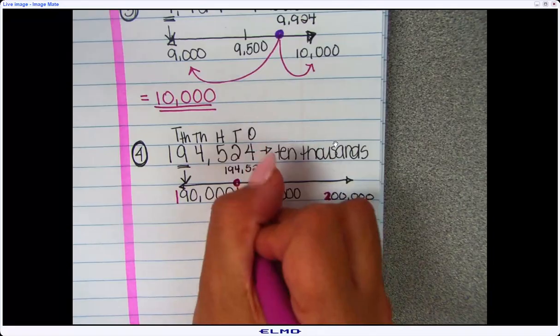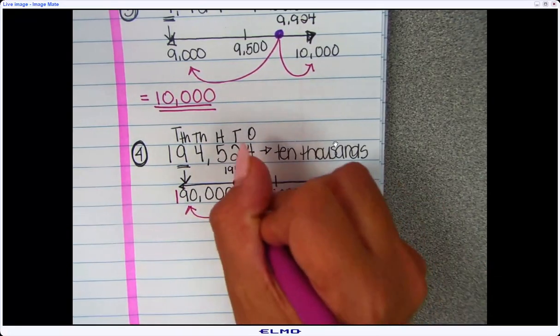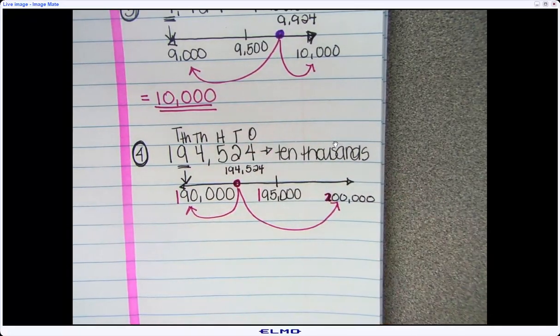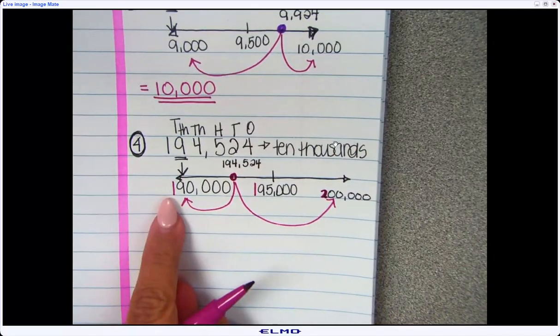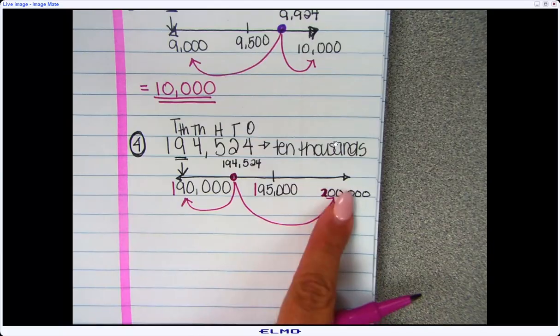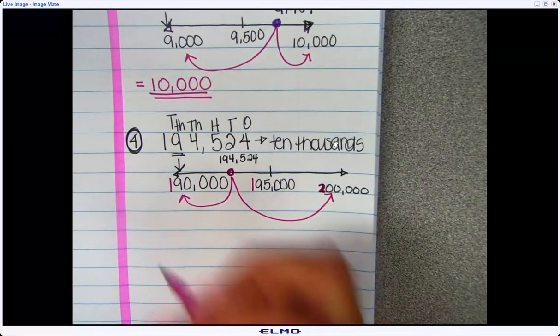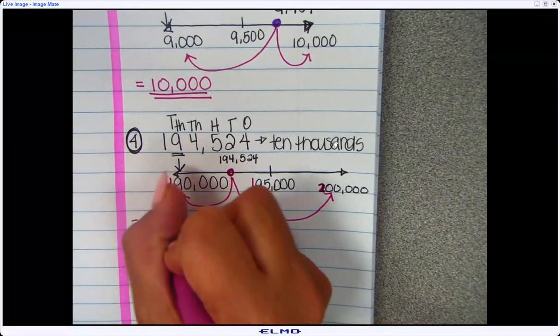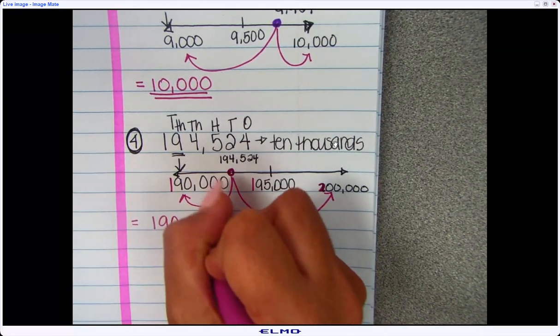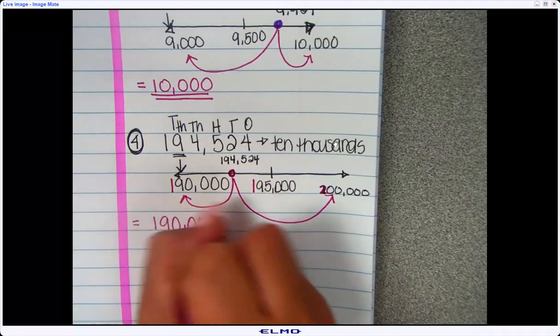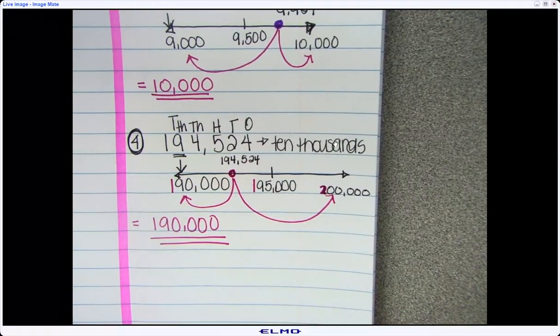Take out my little frog. I love my frog. Now, is our frog closest to the beginning of the number line or the end of the number line? Beginning. So then that means that my number rounded to the 10,000s is 190,000.